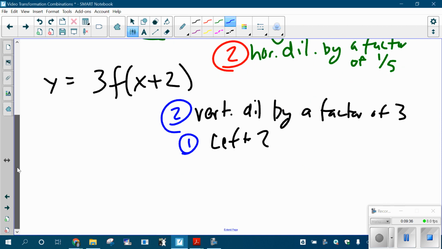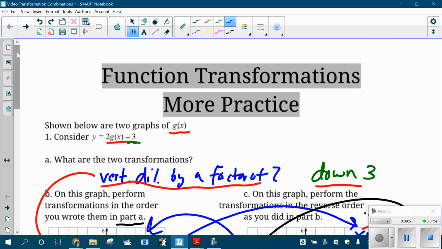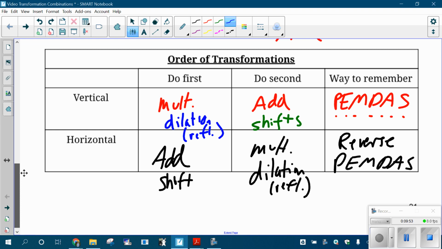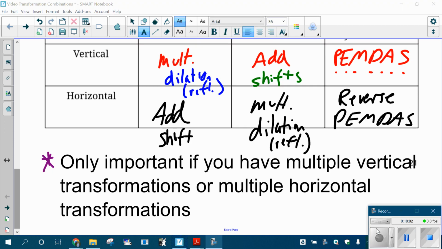It doesn't matter whether you multiply the y's by 3 first or subtract 2 from the x's. One of them has to do with the x's, one of them has to do with the y's. They're not interfering with each other. Okay? So these little rules that I laid out in this table only apply if you have multiple horizontal transformations or multiple vertical transformations. Let's jot that down. So that's the only time this really comes into play.